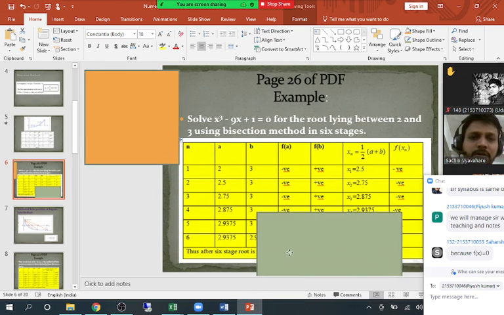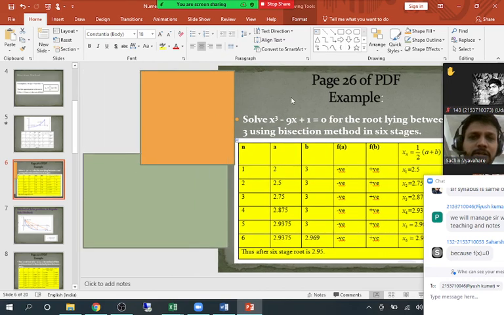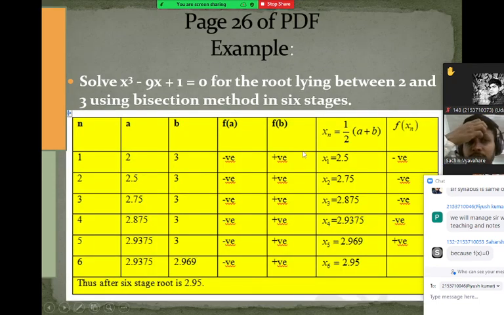I will continue here. I will open all these things and show you. You will observe this is the final result that you have. In the first iteration the approximate root is 2.5. In the second iteration, n is 2, we have 2.75. In the sixth iteration we got the approximate root as 2.95. You'll observe here is 2.93, here is 2.96, here is 2.95.